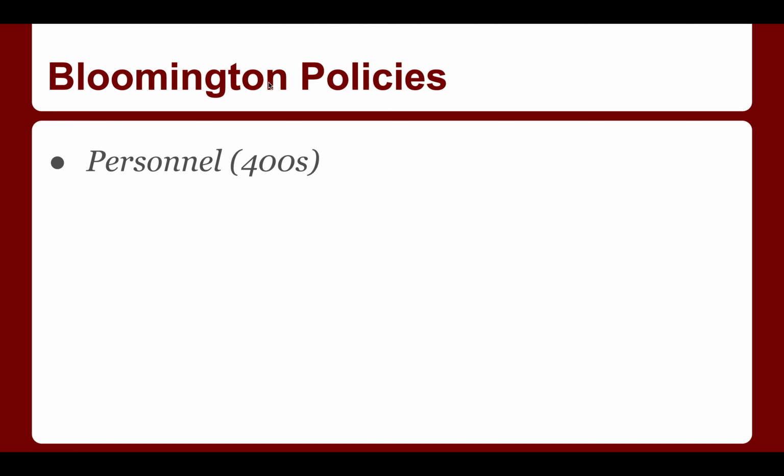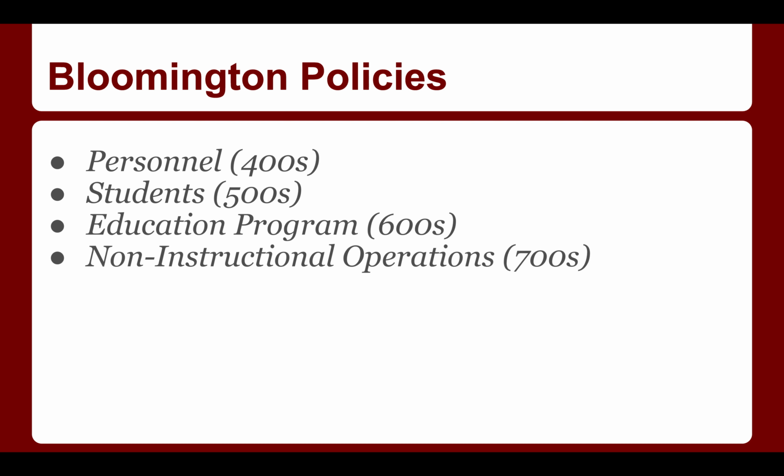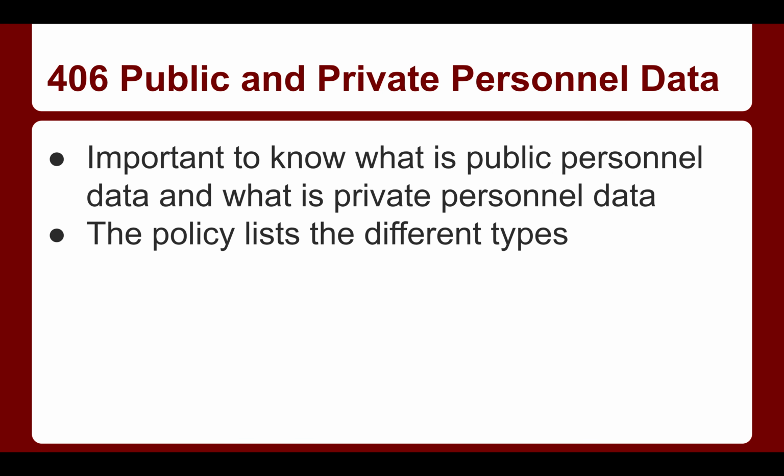The areas that we're going to talk about are personnel, which is in the 400s, students, which is 500s, education program in the 600s, and non-instructional operations 700s. The first policy we're going to talk about is the 406 public and private personnel data. It's important to know what is public personnel data and what is private. The policy lists the different types, so it's important we know that.